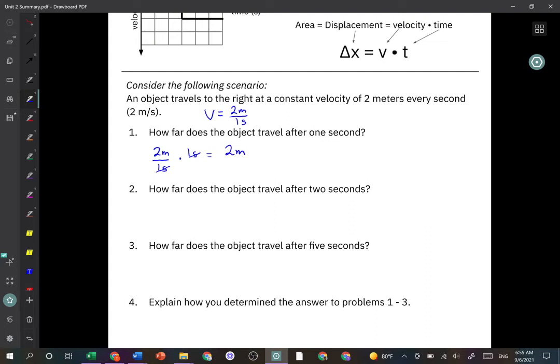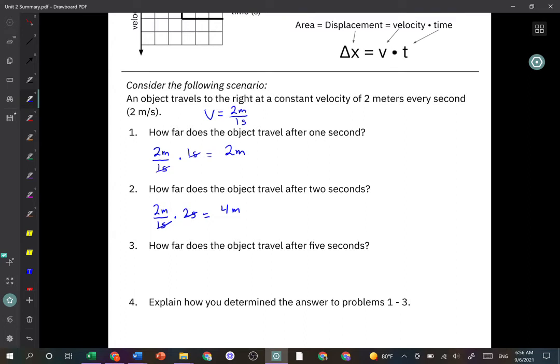And because this is going to be a positive velocity, that will also mean that we would have a change in position of positive 2 meters. Question 2. How far does the object travel after 2 seconds? Well, if we are still traveling 2 meters every 1 second, but now we travel for 2 seconds, we are going to double that distance traveled, and we will end up with a total distance traveled of 4 meters.